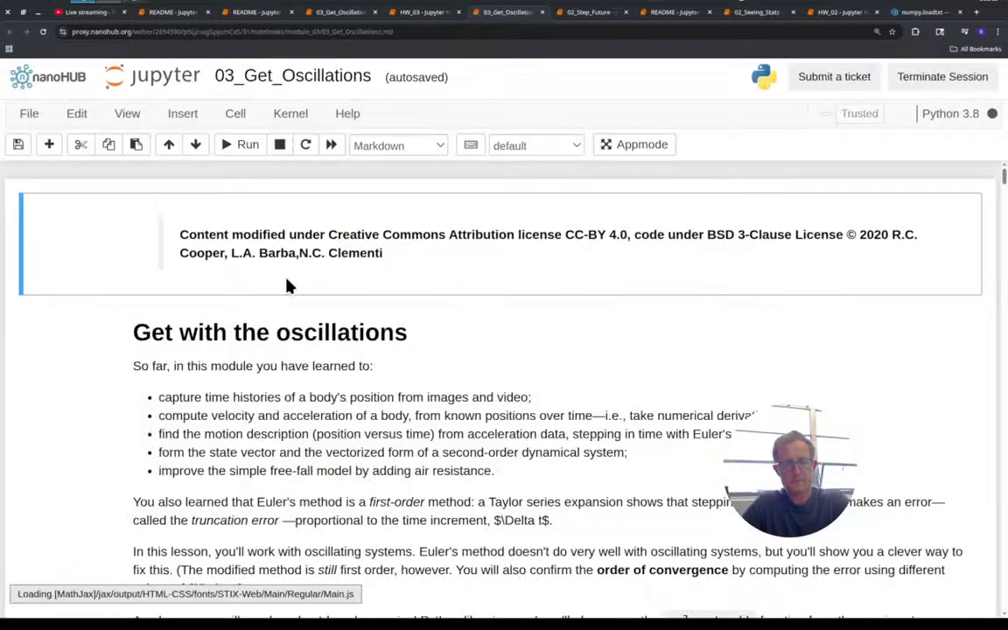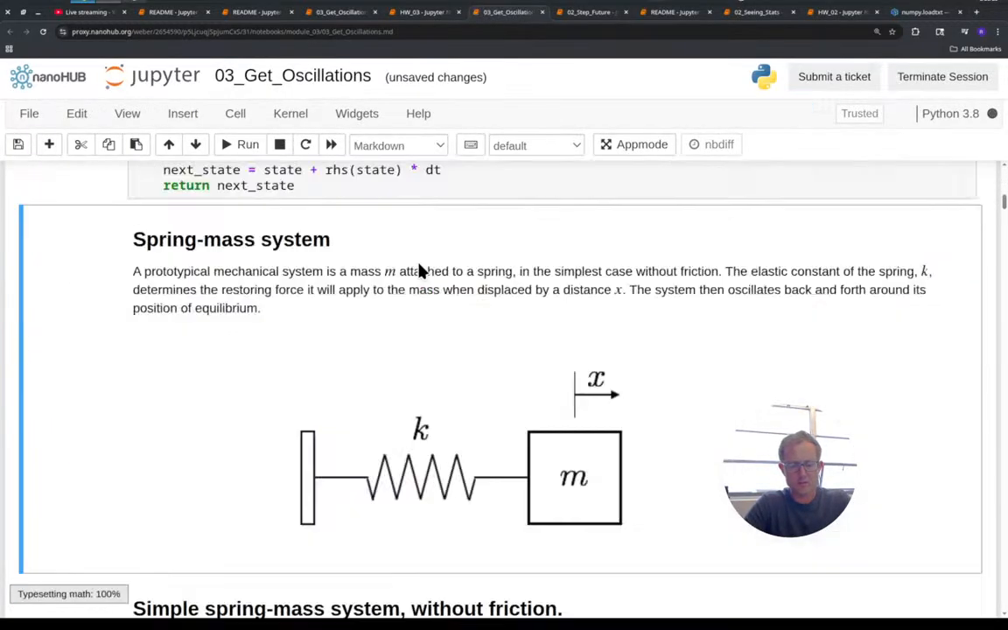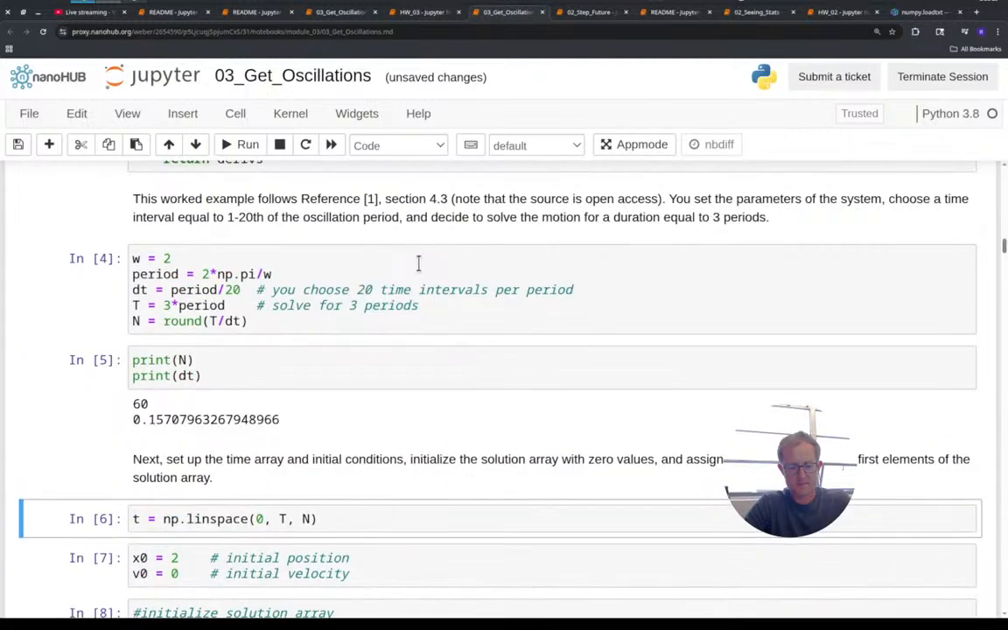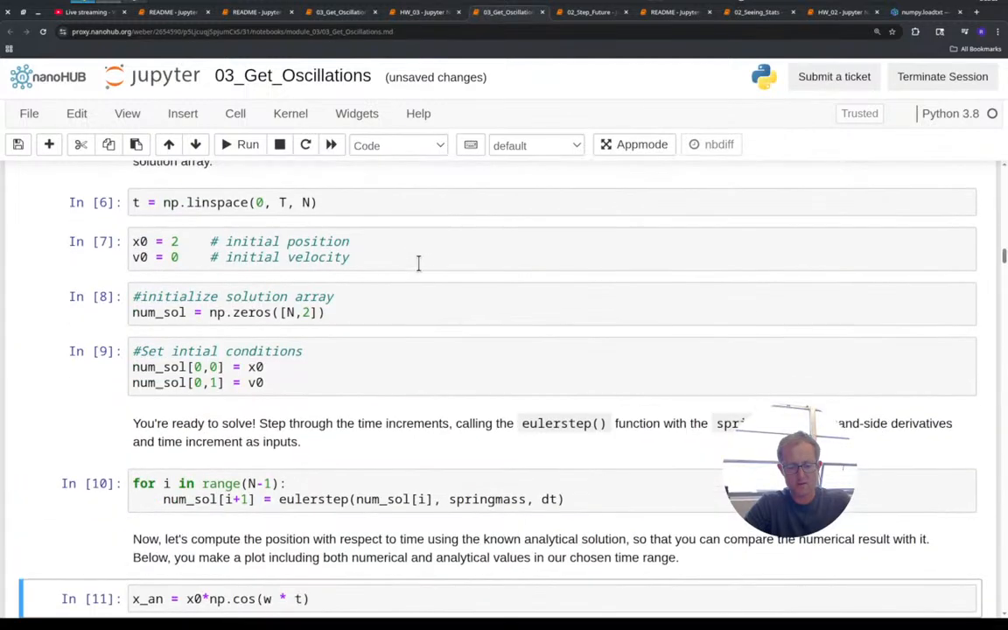So let's run through these and figure out where we get that log-log plot.